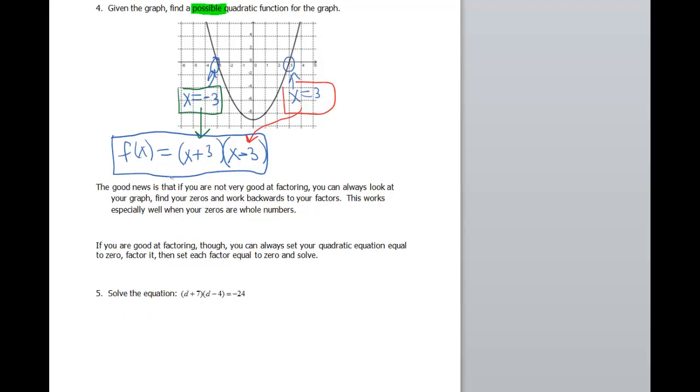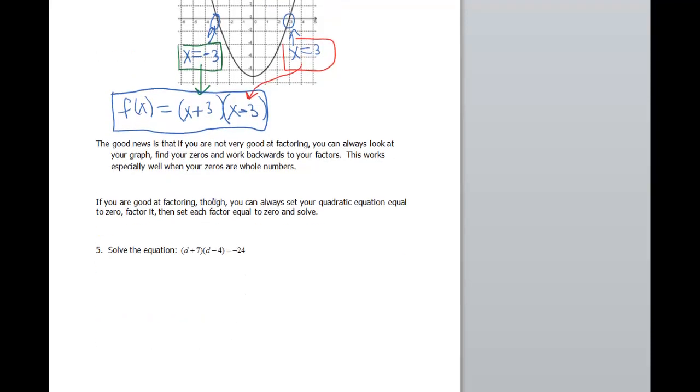Okay, so I put here then, the good news is, if you're not very good at factoring, you can always look at your graph, find your zero, work backwards. This especially works well when your zeros are whole numbers. If they're not, then you have to do a little bit more finagling, but that's okay. Then I put on here, if you are good at factoring though, you can always set your quadratic equation equal to zero, factor it, then set each factor equal to zero, and solve.